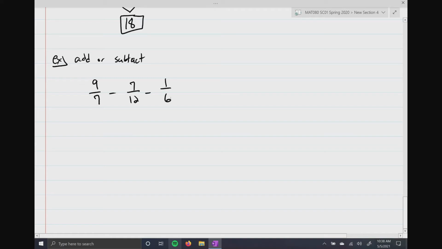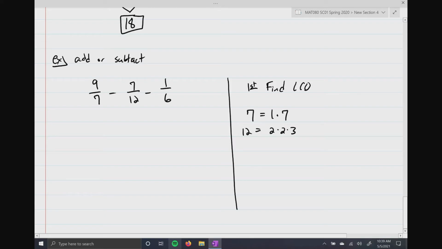All right. So have no fear. We can always go back into our notes. Here's what we're going to do. We need to find the LCD. To do that, I'm just going to try to prime factorize these numbers. So 7 is just 1 times 7. It's a prime number. Nothing changes there. 12 is going to be 2 times 2 times 3.